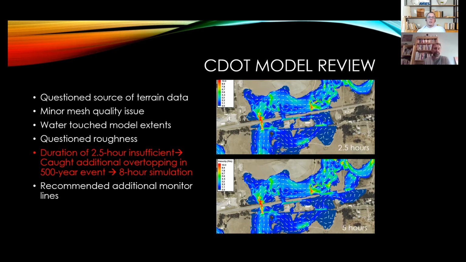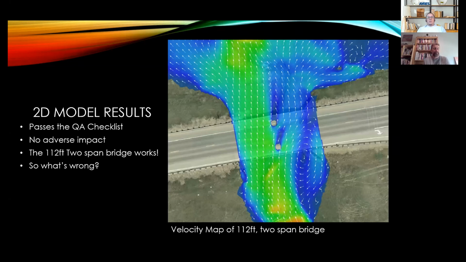They caught some things that maybe weren't huge impacts at the bridge location itself, but were still informative in terms of what's going on overall. And we then made those corrections and moved on to really pin down the proposed design. So when we did that, we ran a 112-foot two-span bridge that CDOT Staff Bridge provided the concept for. Our model passed the checklist, no adverse impact, no rises of issue.